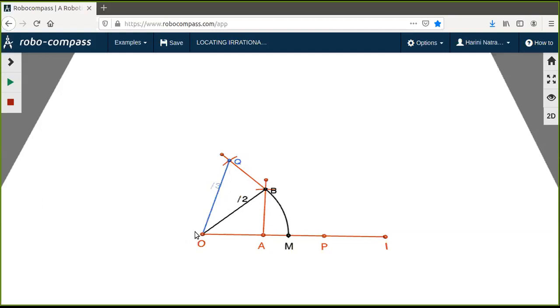So your OQ square will be equal to OB square plus BQ square because of your Pythagoras theorem. So OB square will be root 2 into root 2, which will be 2. And QB square will be 1 into 1, which is 1 itself. So 2 plus 1 will be 3. So your OQ square will be 3, or your OQ will be just root 3. So now I got this OQ as a length which is equal to root 3. So if I project this length onto the number line, then I'll be marking or locating root 3 on the number line. So this is the next step that we are going to do.